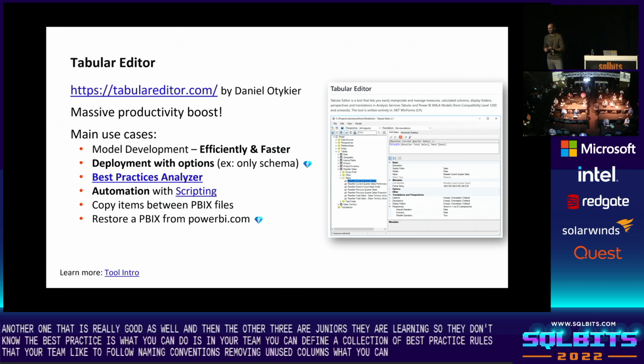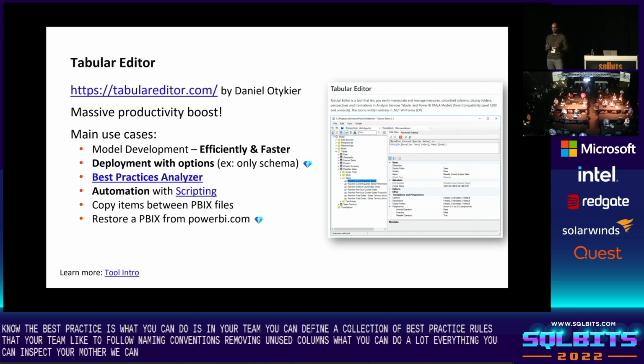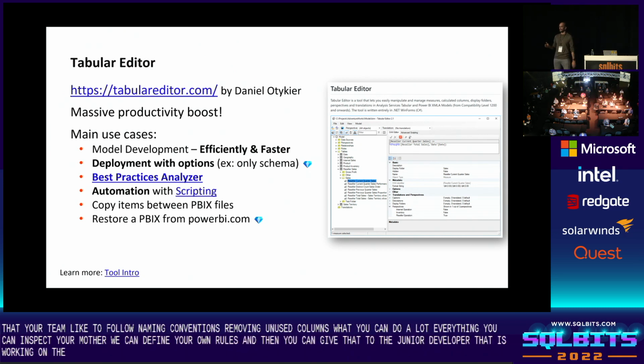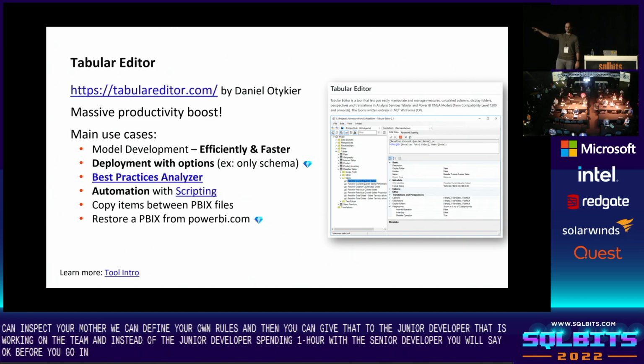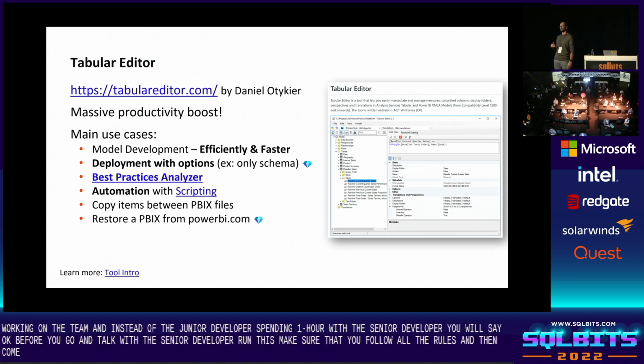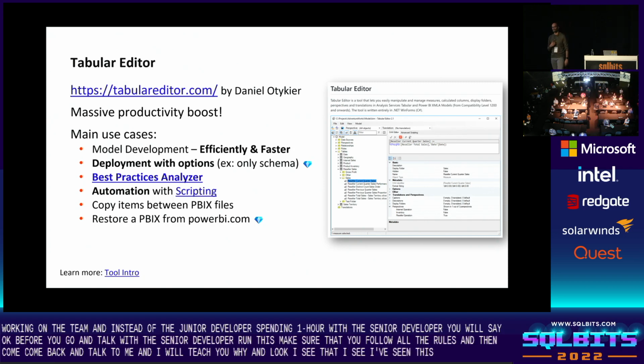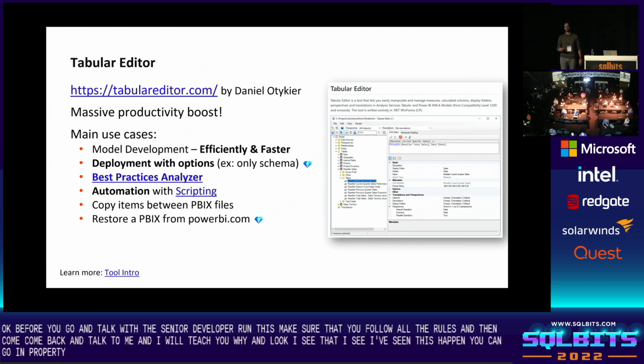You can inspect your model, you can define your own rules, and then you can give that to the junior developer working on the team. Instead of the junior developer spending 1 hour with the senior developer, you say, before you go and talk with the senior developer, run this, make sure that you follow all the rules, and then come back and talk to me, and I will teach you why. Look, I've seen this happen. You can go up in productivity inside the team from here to here. This is insanely useful.